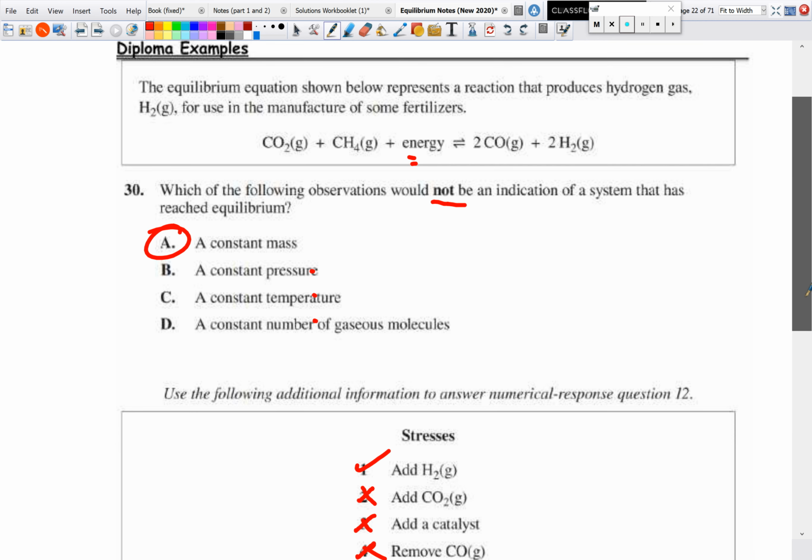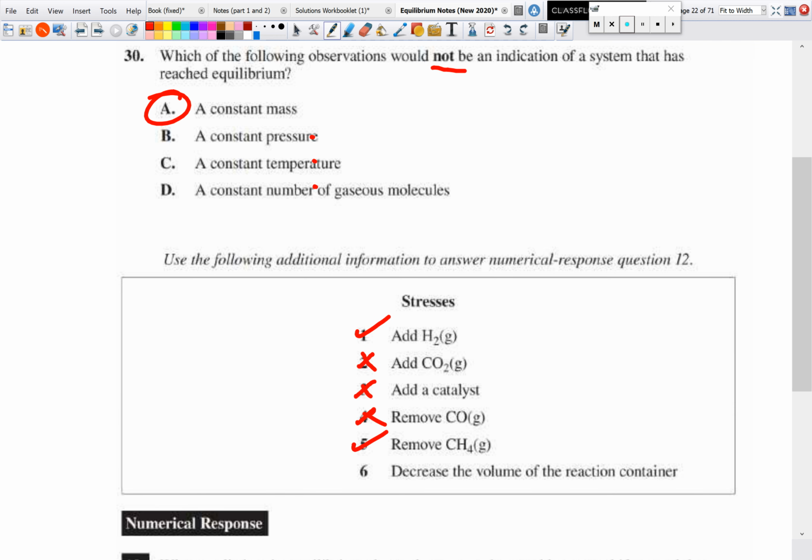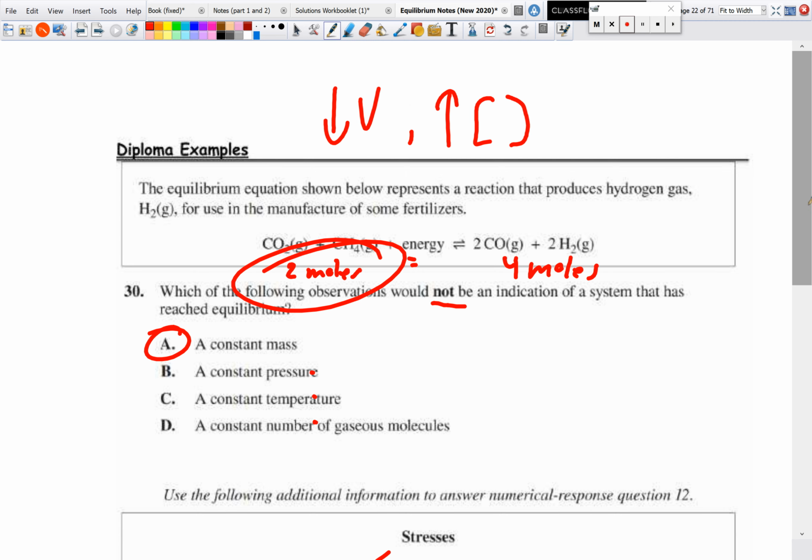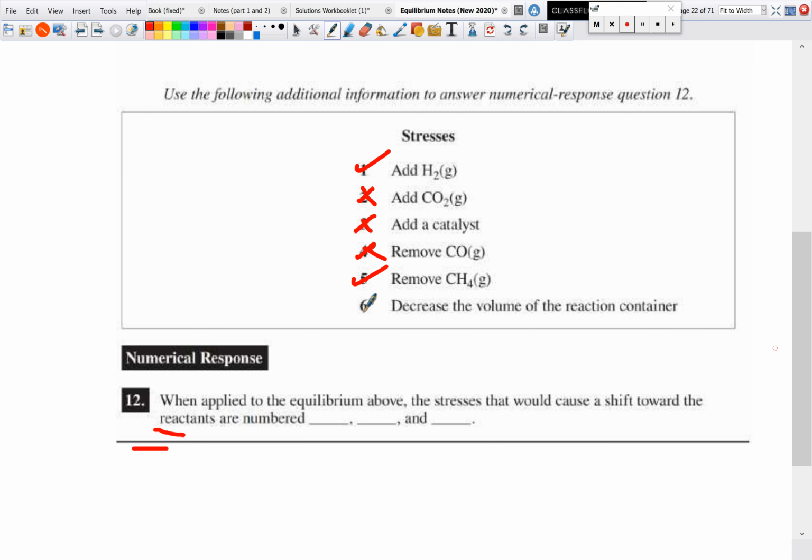Remove CH4? Yes. And decrease the volume of the reaction container. This one right here, well, we have 2 moles versus 4 moles. So if we decrease the volume, we increase concentration, and it's always going to shift to the side with fewer moles, less space to move around. So yes. Last one is 6 as well. So we got 1, 5, and 6.